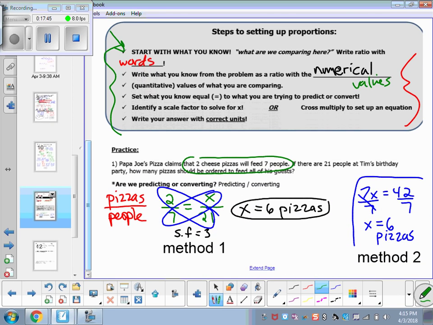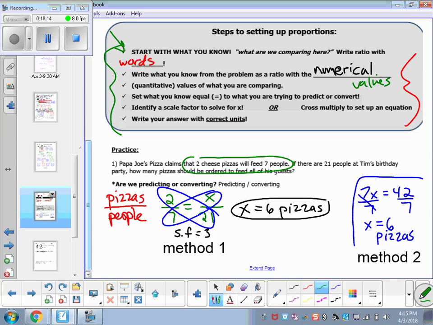We're at the bottom of page 5. All right, and Papa Joe's Pizza. Notice it can't be Papa John's because copyright, am I right? All right, so we're at Papa Joe's. Papa Joe's Pizza claims that 2 of their cheese pizzas will feed 7 people. If there are 21 people at a party, how many pizzas are going to need to be ordered to feed all of the guests? So here's what I mean by start with what we know.